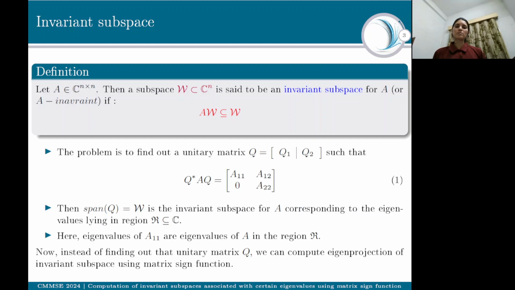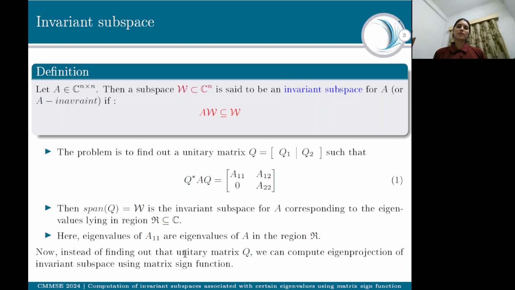Basically the problem is to find a unitary matrix Q such that Q star AQ is equal to A11, A12, 0, A22, where these are matrix blocks and Q star represents the conjugate transpose of Q. Then the span of Q, W, is the invariant subspace for A corresponding to the eigenvalues lying in the region R, where the region R contains the eigenvalues of A11.